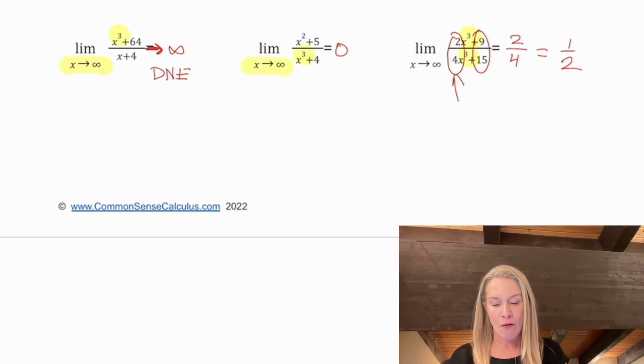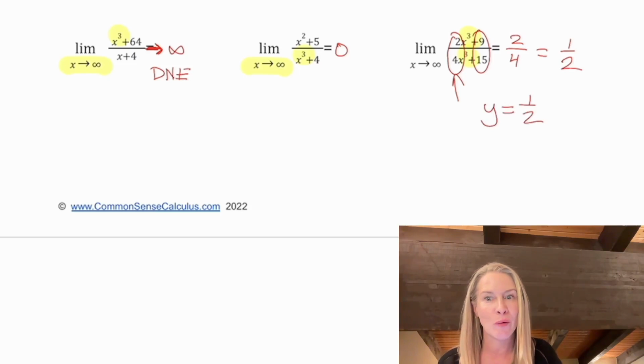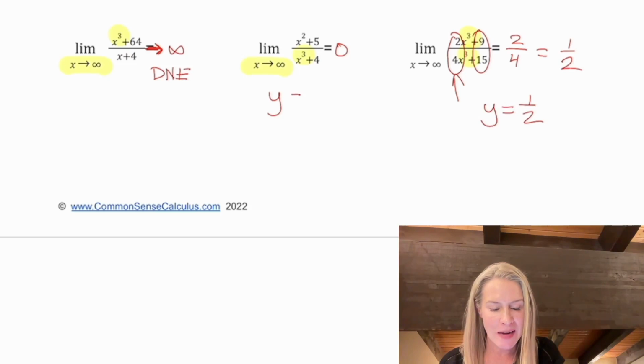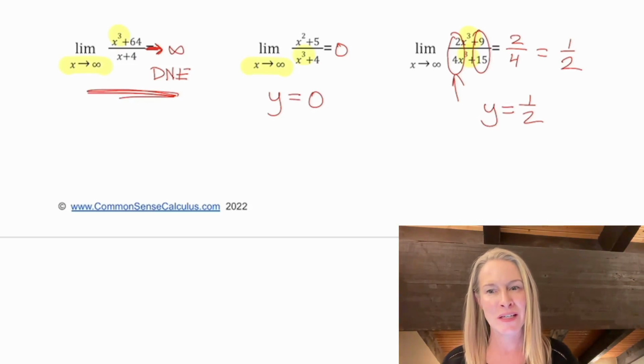So I would say for the last problem, we have an asymptote horizontally at y equals a half. This problem has an asymptote horizontally at y equals 0. And this problem does not have an asymptote. It has unbounded end behavior.